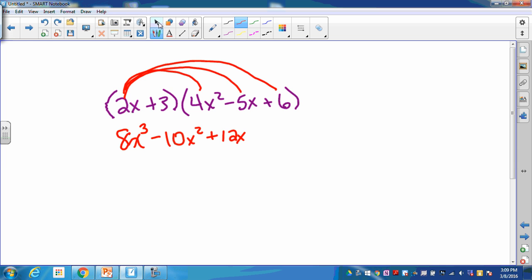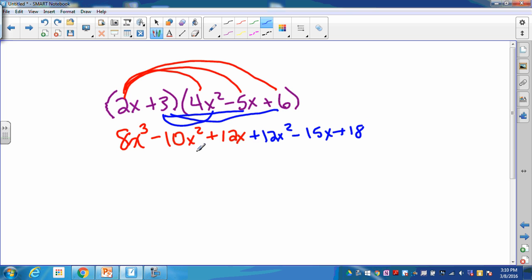All right, so I've distributed the 2x to everything, so let's change up the colors, and let's do the 3. So 3 times 4x squared is going to give me 12x squared. 3 times minus 5x is going to give me negative 15x. And 3 times 6 is simply going to give me plus 18.